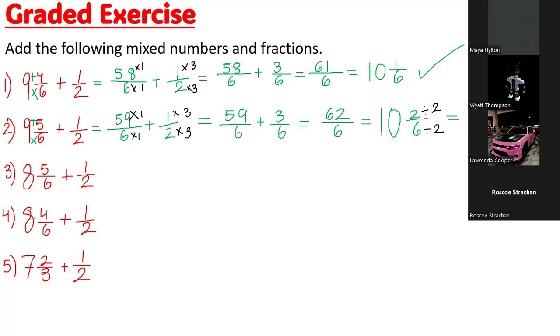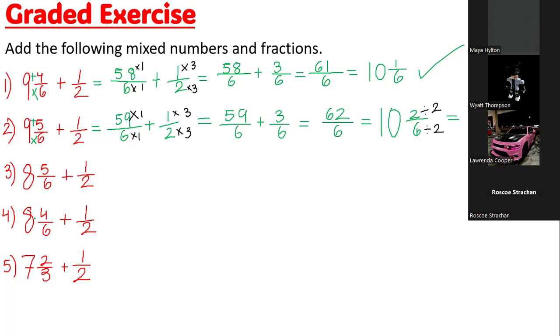I got 10 and 1 over 6. This is for number 2? No, sir. Number 2, what did you get? 10 and 2 over 6. Did you simplify it? No, sir. So go ahead and simplify your answer. By the way, turn on your camera. I keep telling you the same thing.